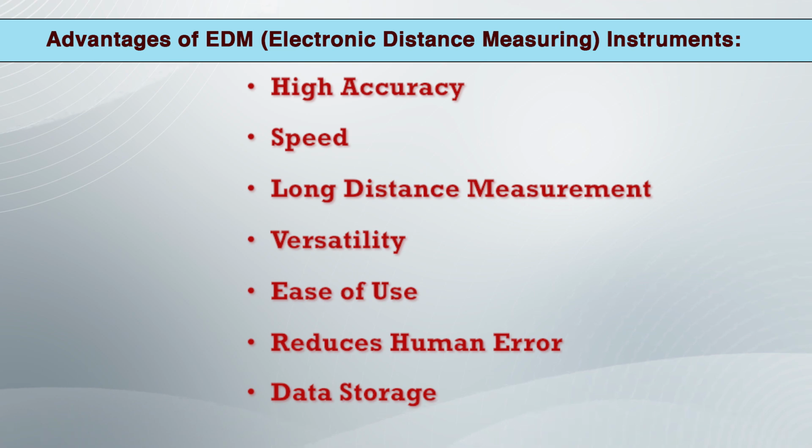The next advantage of EDM is reduction of human error. As in the case of chaining or taping, there are many types of human error. In the case of EDM, the various types of error associated with manual distance measurement techniques can be minimized. The next advantage of EDM is data storage. Many EDM instruments can store the data electronically, which can be used later for the analysis process.